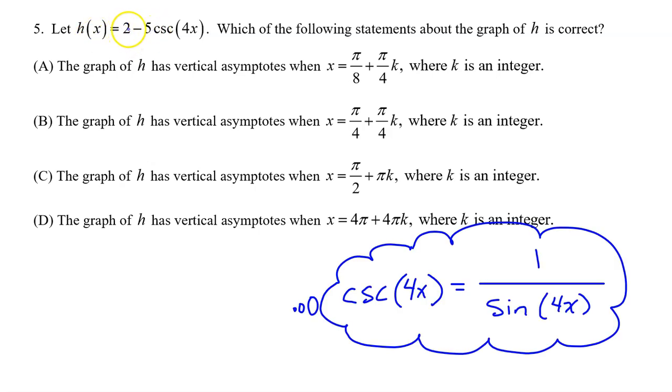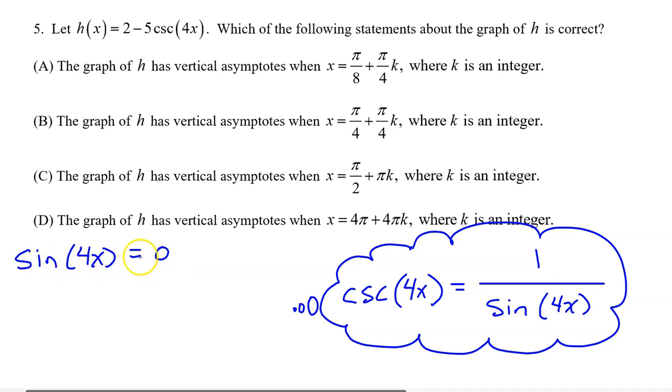Vertical dilations and vertical translations will not affect the position of vertical asymptotes, so we can ignore the 2 and the negative 5. We should be thinking the cosecant of 4x is equal to 1 over the sine of 4x. So the function h of x will have vertical asymptotes wherever the denominator, sine of 4x, is equal to 0. So we can find all of the vertical asymptotes by setting the sine of 4x equal to 0 and solving for the infinitely many solutions.